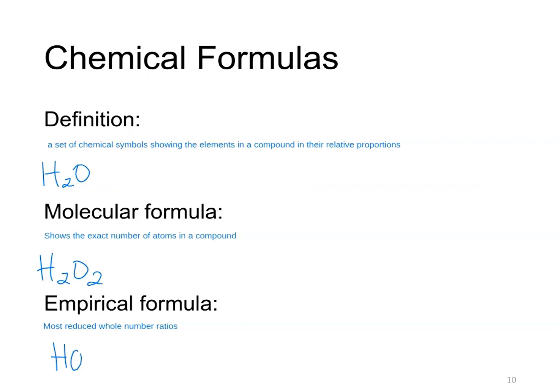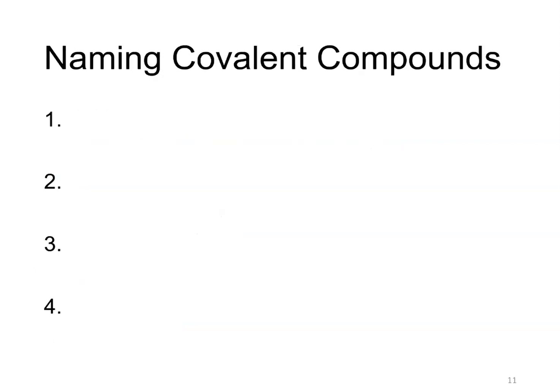We're going to start off by looking at covalent compounds. And so before we actually get to naming them, we need to understand how covalent compounds are written and how to identify that something is covalent. A covalent compound is always going to be made up of non-metals. So that's one way that you can determine it is covalent.